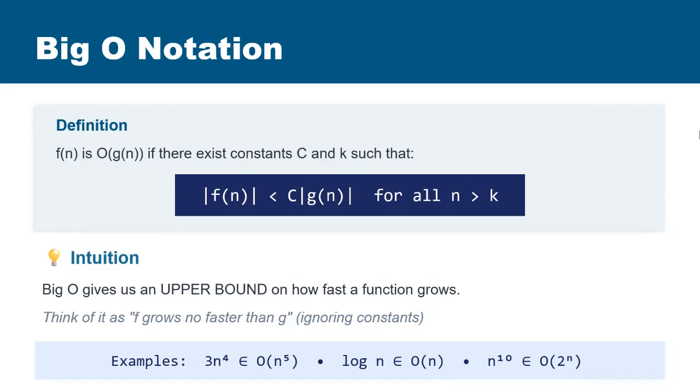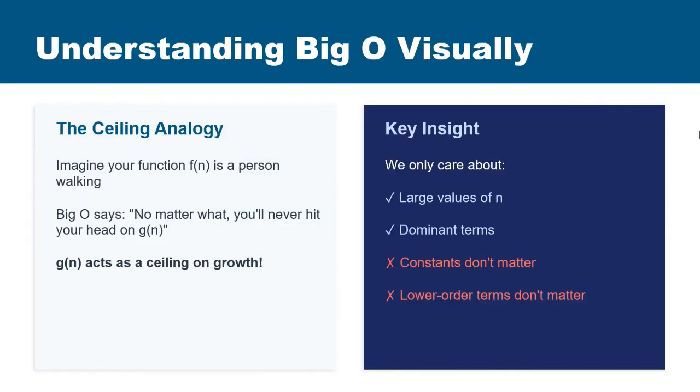So it means that the first function can be no faster, but it can be the same growth towards infinity of g of n. So, for example, 3n to the power of 4 grows less towards infinity, as n goes to infinity, than n to the fifth power. Same goes with the rest of the functions shown at the bottom.